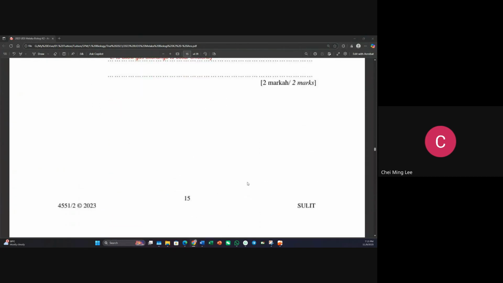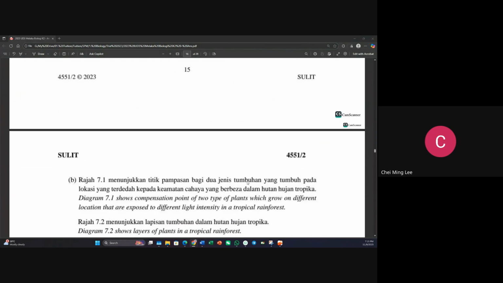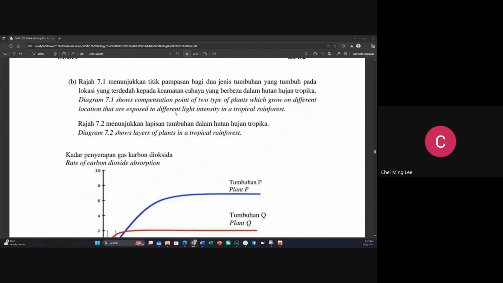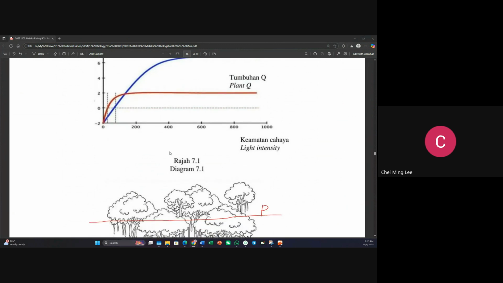Okay. Now, diagram 7.1 shows the compensation point. This is the compensation point. For two types of plant which grow on different locations, they are exposed to different light intensity in a tropical rainforest. 7.2 shows the layer of trees.